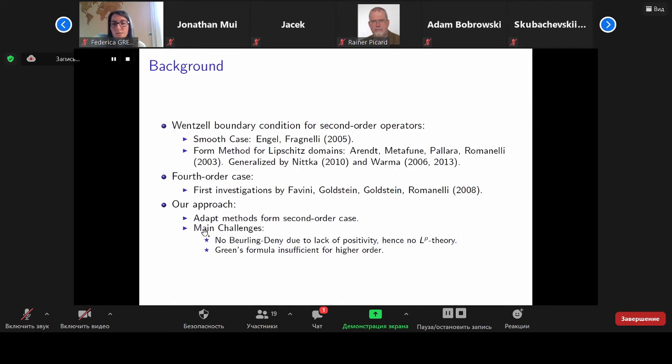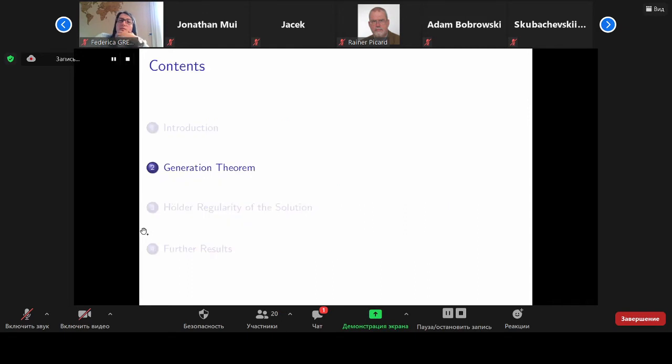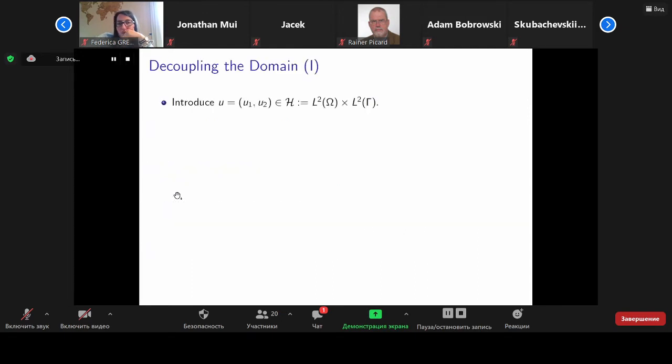One of the main challenges is that we cannot use any Beurling-Deny criteria because fourth order operators don't have the necessary positivity property, just as was mentioned in the last talk, so we cannot use any LP theory. And what also makes this more complicated is that if one uses form methods, one always wants to use integration by parts, which is easier for second order operators than for fourth order operators. So one needs some special versions of Green's formula. But first things first, I want to point out the decoupling idea.